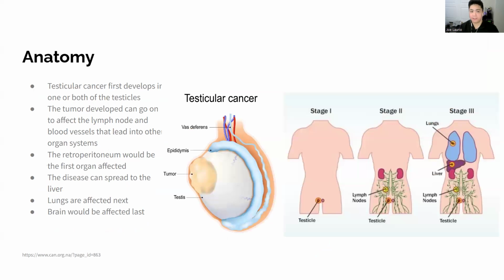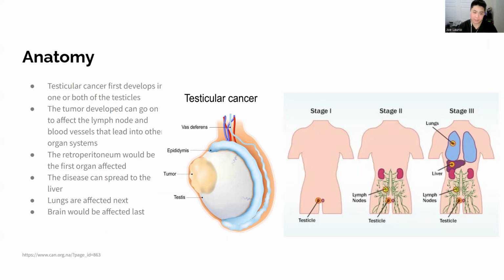Now, for the anatomy: testicular cancer first develops in one or both of the testicles. The tumor that develops can go on to affect the lymph nodes, like I said, and from there, it affects the blood vessels that are nearby in that area. So, since it starts in the lymph nodes, it goes on to affect different organs because of the testicular cancer that developed in that area.